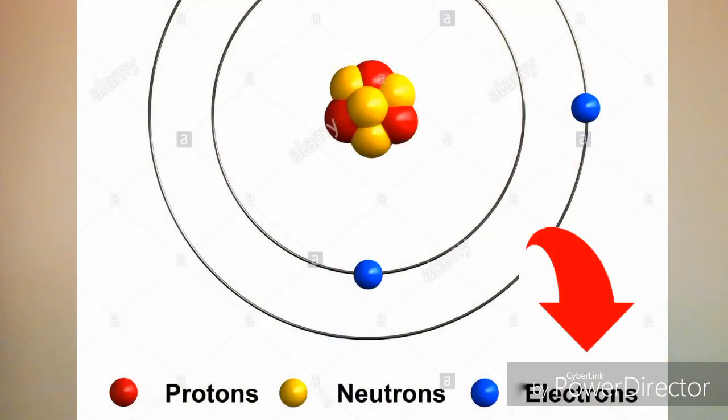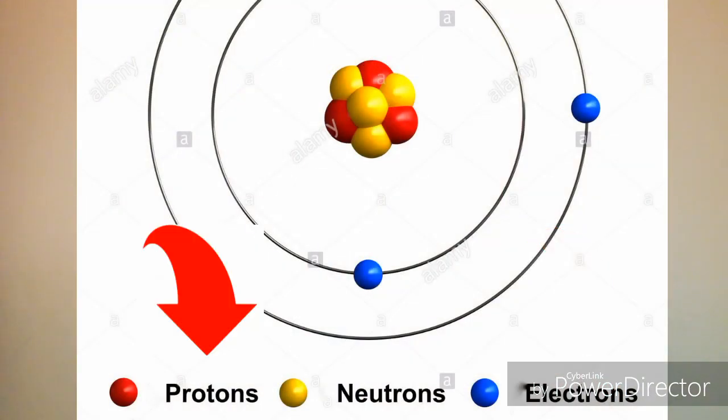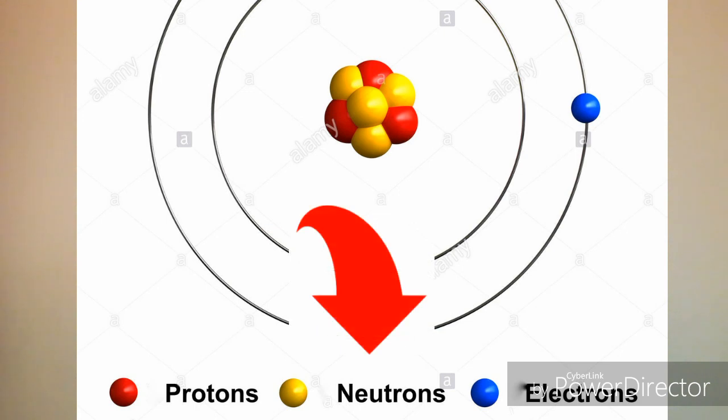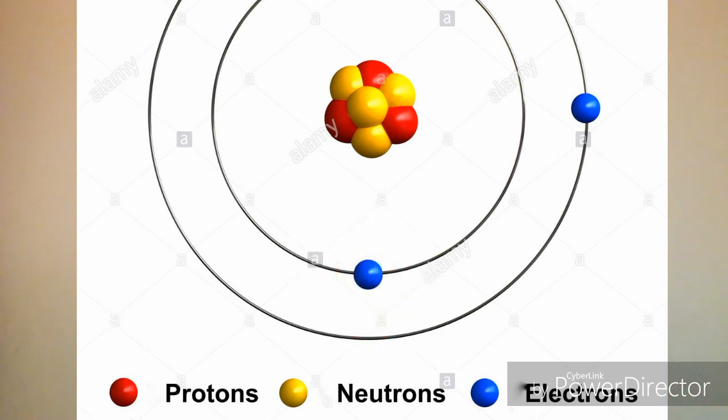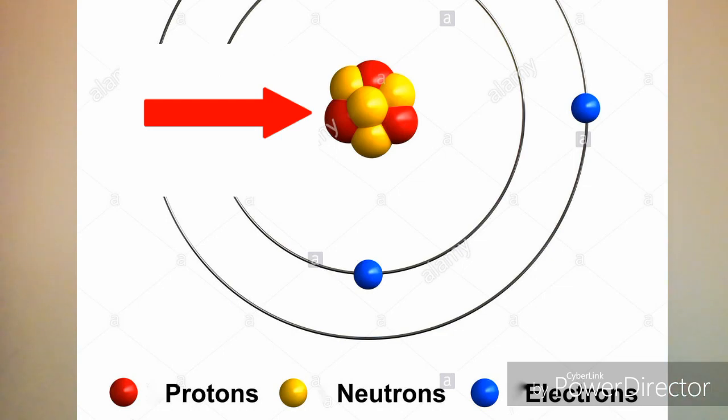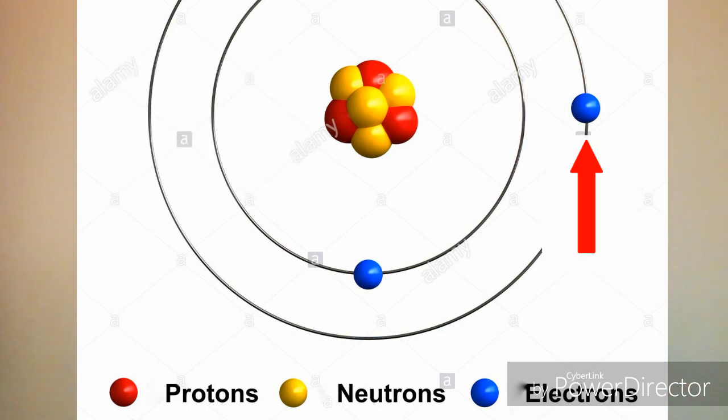Now, in order to understand this phenomenon, we first have to take a look at the composition of an atom. Now, an atom consists of three main parts. The first are electrons, which are negatively charged, protons, which are positively charged, and neutrons, which carry no charge and which we won't be discussing in this video. Now, both the neutrons and protons reside in the core of the atom, while electrons orbit them.